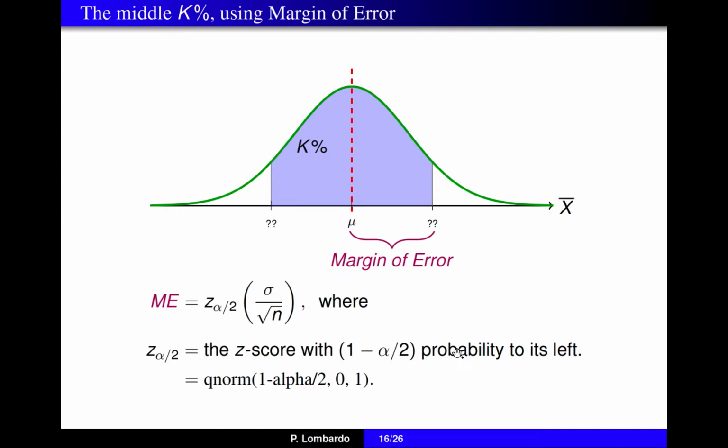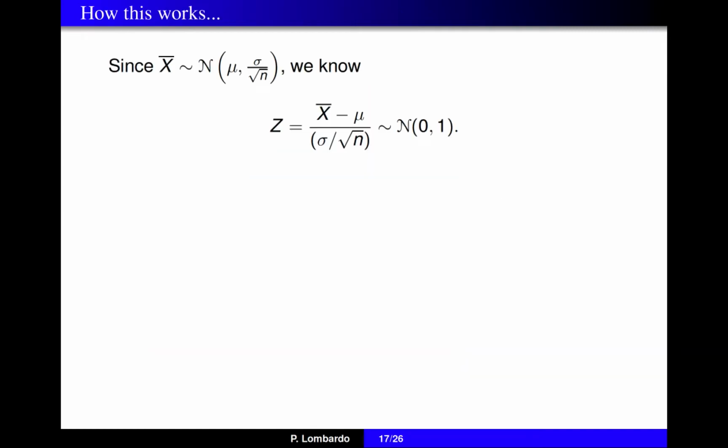Okay, so let's see why this thing works. First of all, note that under our original assumptions, this X bar random variable is normally distributed. It has a mean of mu and a standard deviation of sigma over square root of n. And essentially, if we transform this by recentering it, subtracting mu, and then scaling it, dividing by its standard deviation, what we get is a random variable that's normally distributed with our standard normal parameters, so a mean of 0 and a standard deviation of 1.